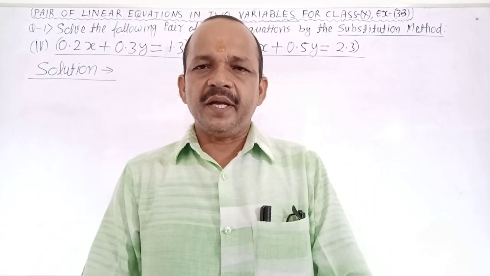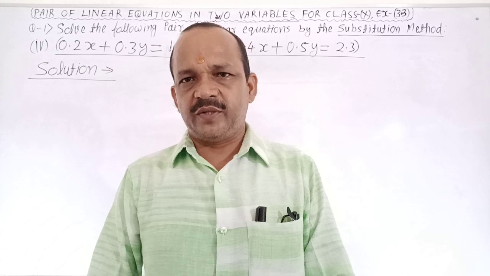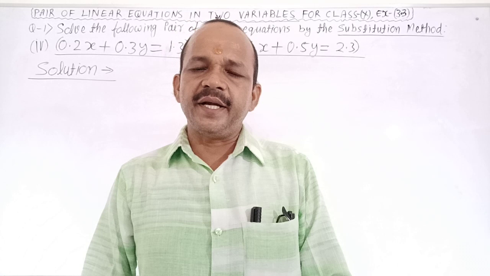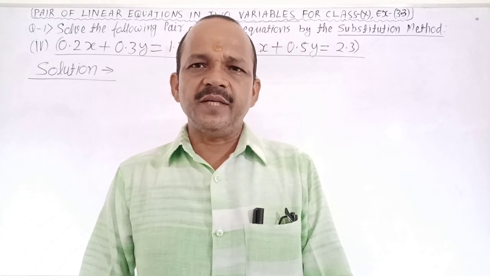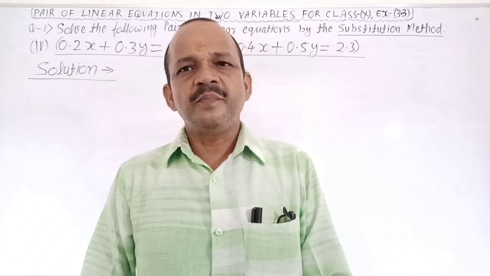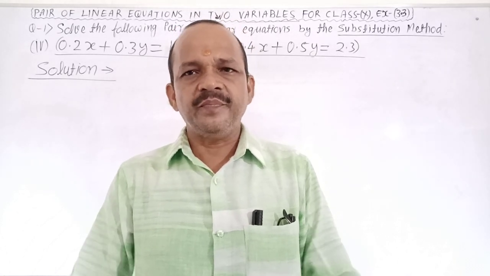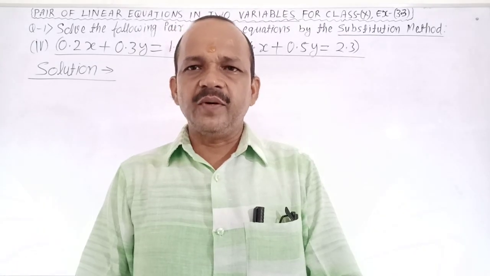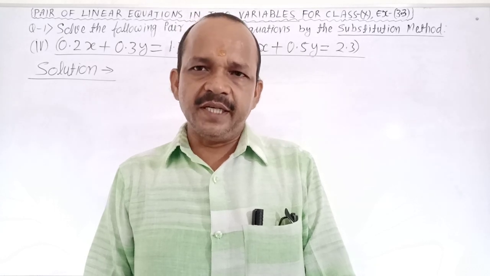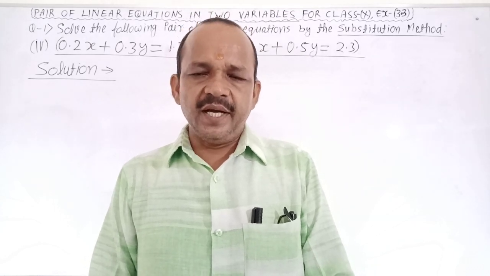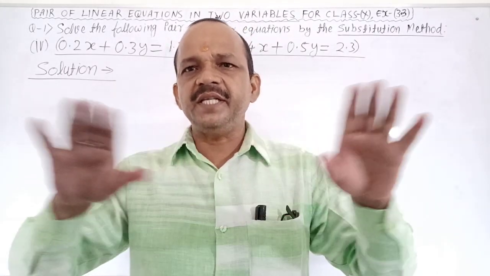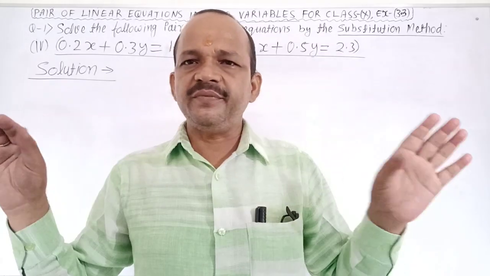Very good. If a1 by a2 is not equal to b1 by b2, then it shows a consistent system, intersecting lines, and a unique solution. If a1 by a2 is equal to b1 by b2 but not equal to c1 by c2, then it shows parallel lines, an inconsistent system, and no solution. If a1 by a2 is equal to b1 by b2 is equal to c1 by c2, then it shows coincident lines, a consistent dependent system, and infinitely many solutions. It is clear, no confusion about it.